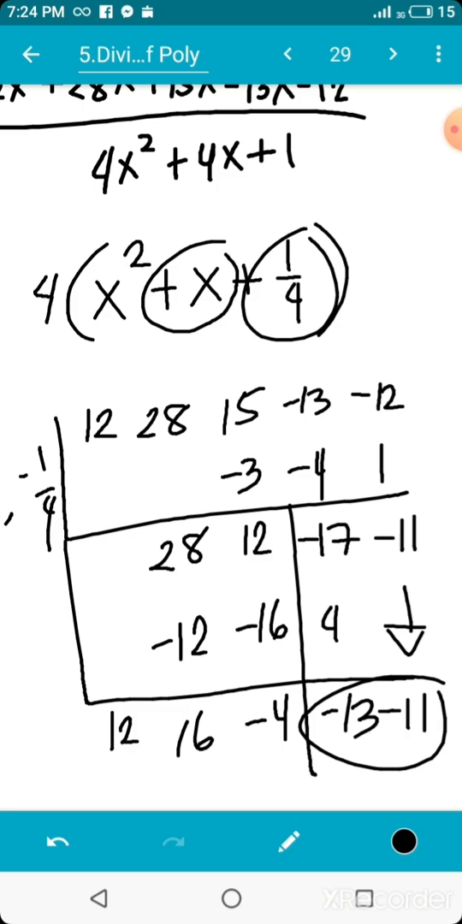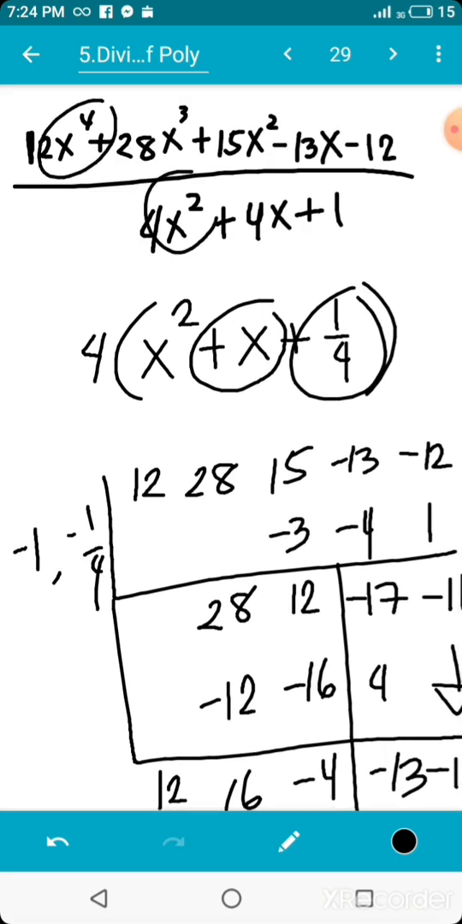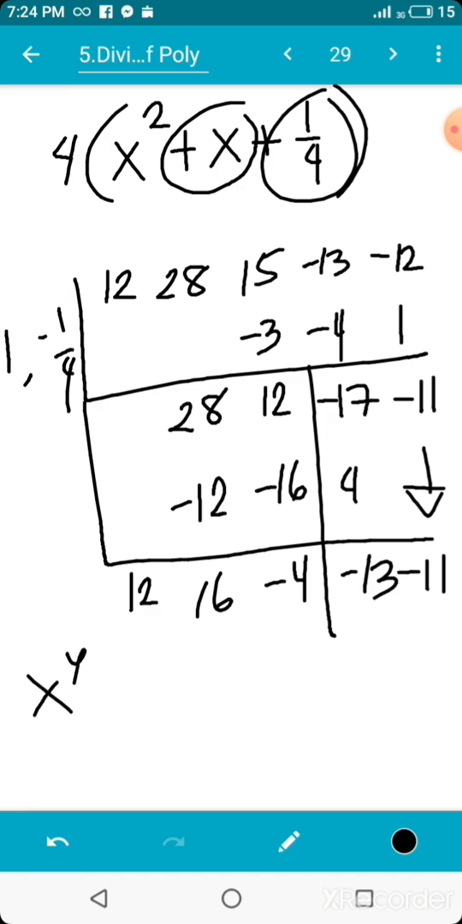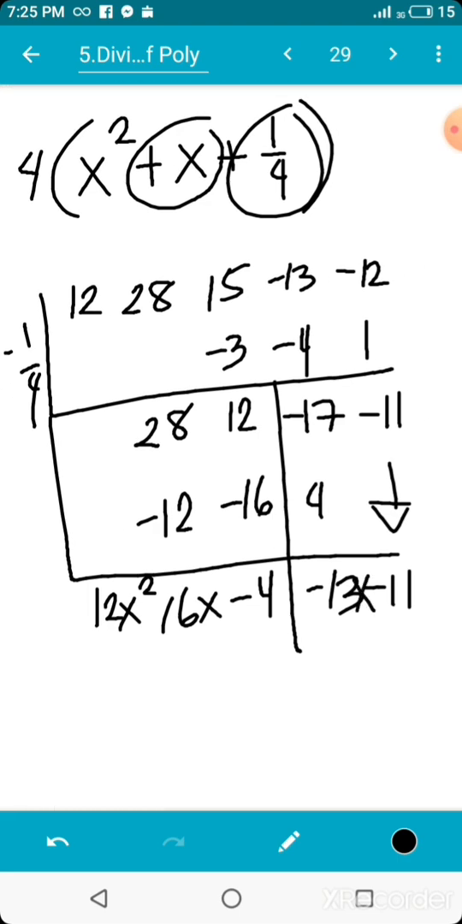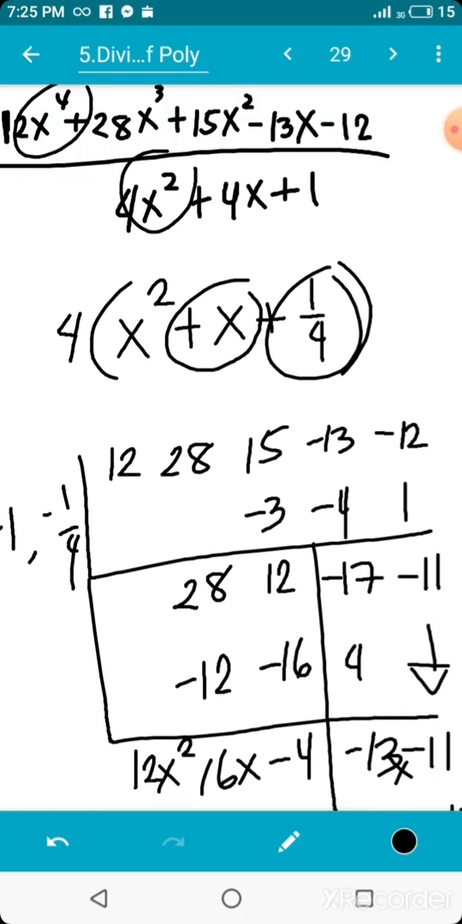Okay? So, ang mangyayari ngayon, kulang tayo ng variable. So, kunin natin yung variable. So, i-divide lang natin to ulit. So, it will become now, diba, x raised to 4 divided by x squared. So, it will become x squared. So, yan yung magiging variable ng 12. Okay? And then, magdi-decrease lang ulit. Okay? And then, lalagyan din natin ng x yung ating 13. So, it will become like this. 12x squared plus 16x minus 4 plus yung remainder natin na negative 13x minus 11 over yung divisor natin. Okay? Ito.